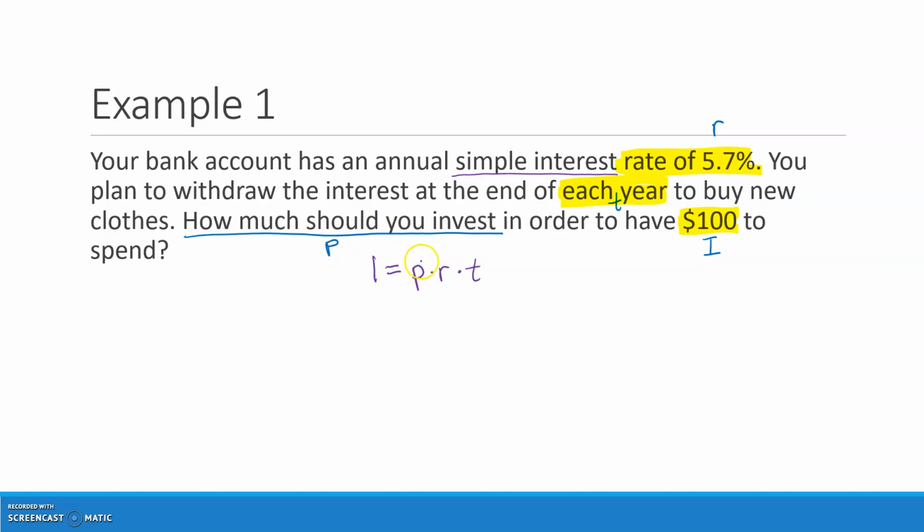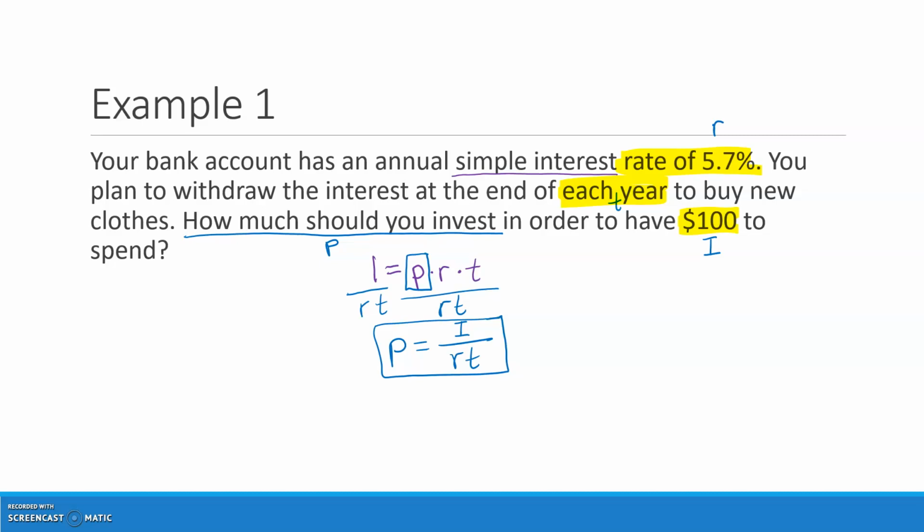Since this is the unknown, we are going to put a box around P and move everything else to the other side. They're all being multiplied, so I can do this all at once. I can go like this and say divide, and we get P equals I over RT. Here's the first part of what we need to do: P equals I over RT.